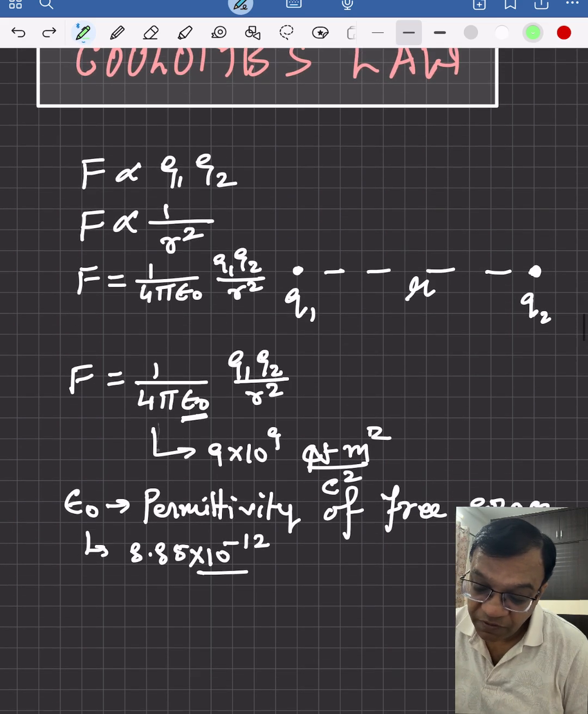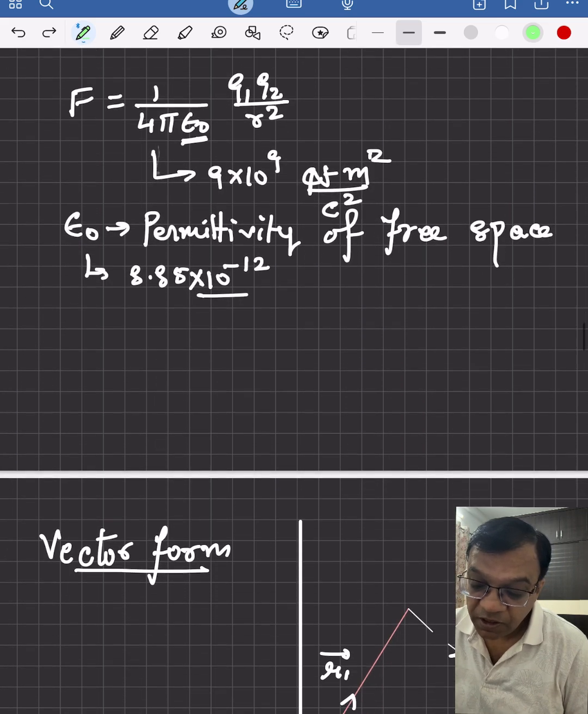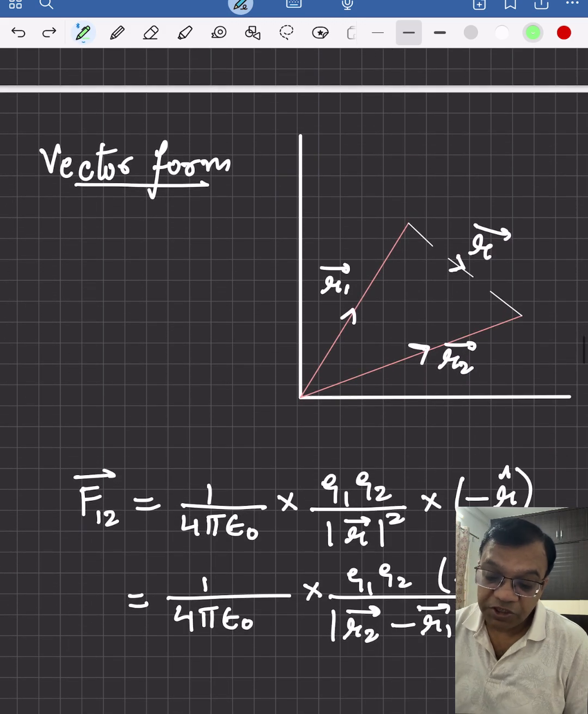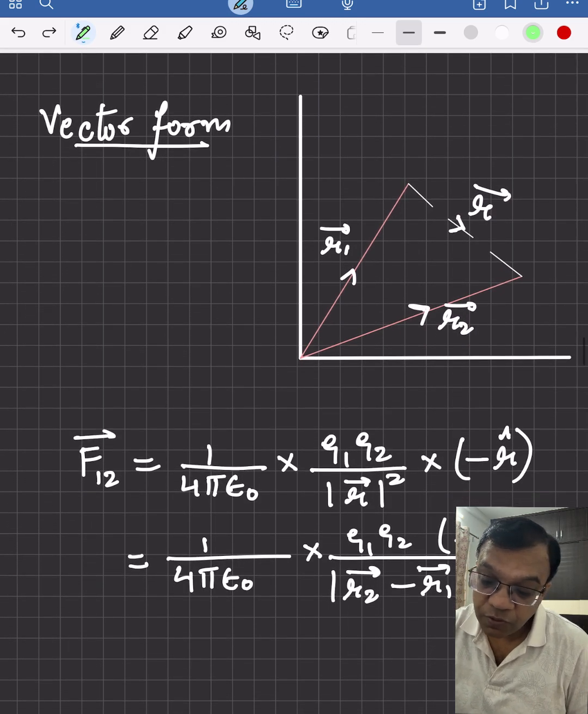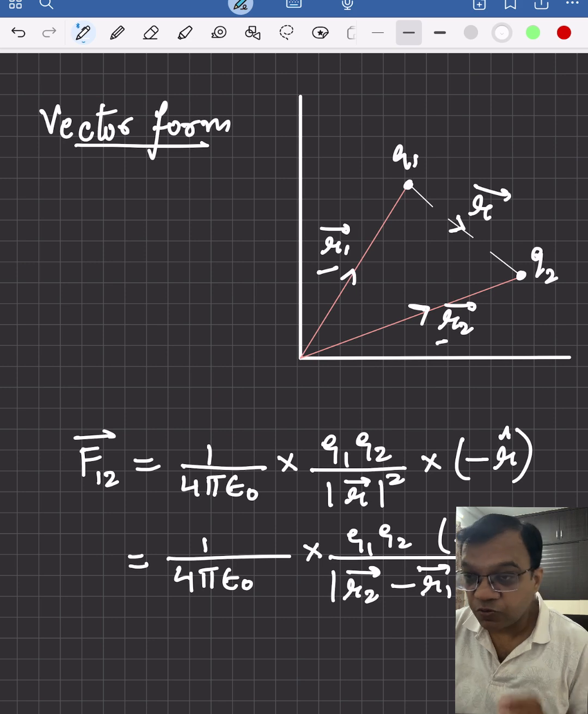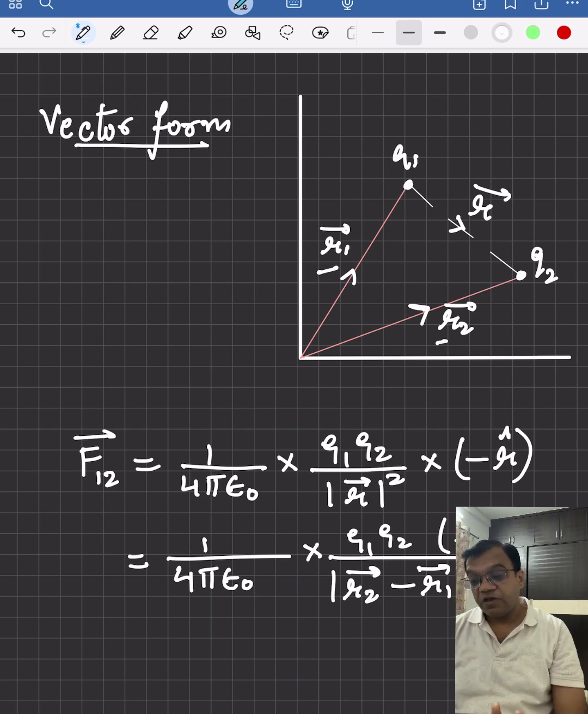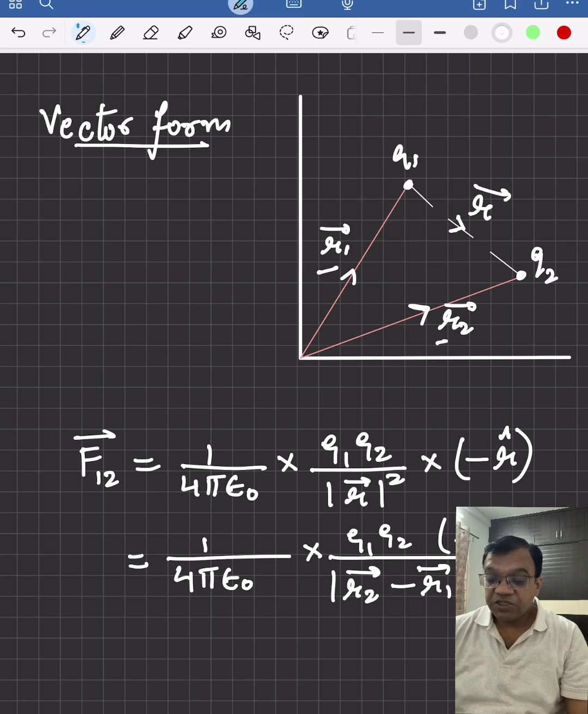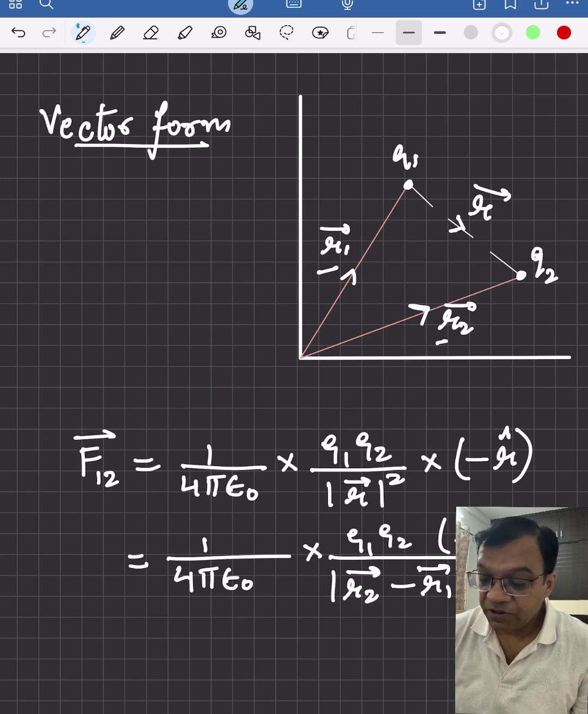Now the same law we are also writing in vector form. Consider two point charges Q1 and Q2 placed here, at the position vectors R1 and R2. Then the force experienced by 1 due to 2. Always remember, in vector form, charges have to be substituted with sign. This is the core concept you have to remember.